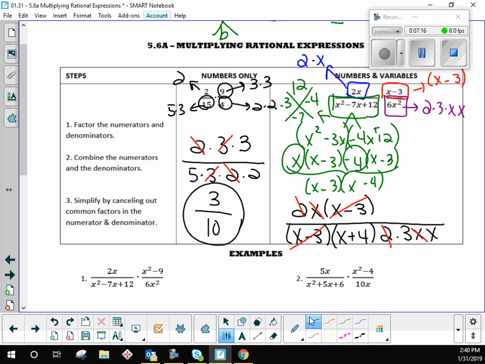Now what do I have left over in the top? Nothing, a 1, right? Because really, when I'm canceling out the 2's, it's 2 divided by 2, which is really 1. X divided by x, which is really 1. And x minus 3 divided by itself, which is really 1. So my final answer is on top, 1 times 1 times 1, which is just 1. 3x is left over here. And then, oh, that's a minus 4. Sorry, that's my bad. This is a minus 4 right here.